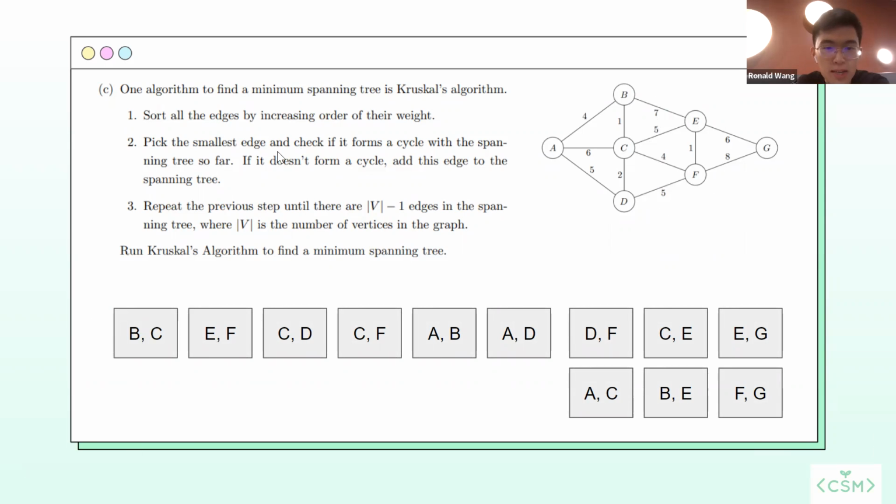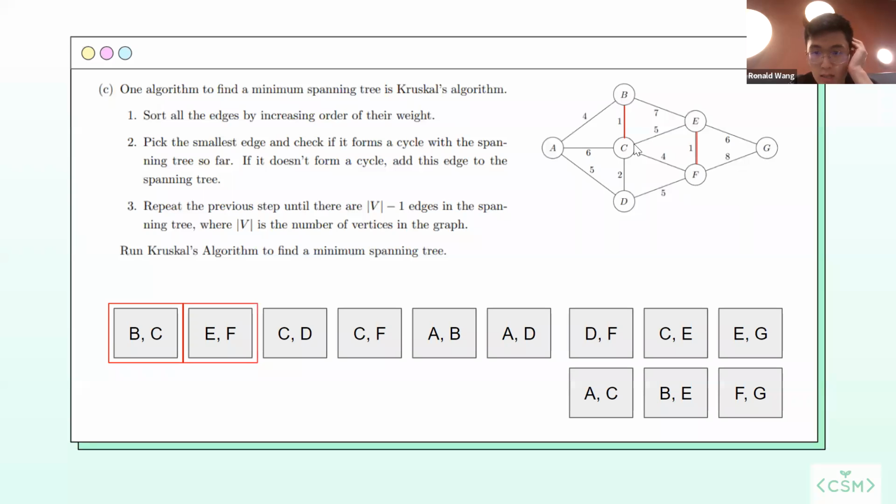Then we're going to pick the smallest edge and check to see if it forms a cycle with the spanning tree so far. If it doesn't form a cycle, we're going to add this edge to the tree, and we're going to repeat this step until there are V minus 1 edges in the spanning tree, where V is the number of vertices in the graph, right? So now, starting with BC, if we add BC to our minimum spanning tree, well, because there's literally nothing in our minimum spanning tree right now, that will obviously not create a cycle, so we can go ahead and add BC. Then EF, if we're going to add to our minimum spanning tree, which currently contains B and C and the edge BC, well, adding EF is also not going to cause any problems, so we can go ahead and add that.